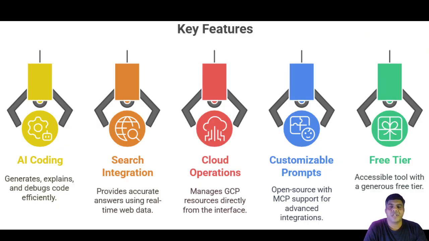Let's look at some of the key features of Gemini CLI which makes it a game changer. AI powered coding and debugging. It understands your code and generates new code and helps you fix bugs. Integration with Google search. Ground your prompts with real-time web context for more accurate and up-to-date answers. It can also help you with cloud operations. You can even manage your GCP resources directly from this CLI.